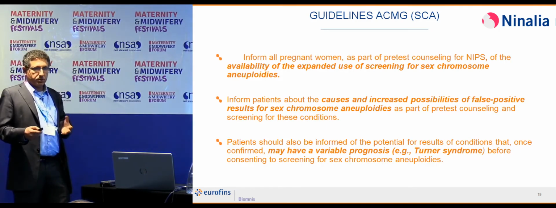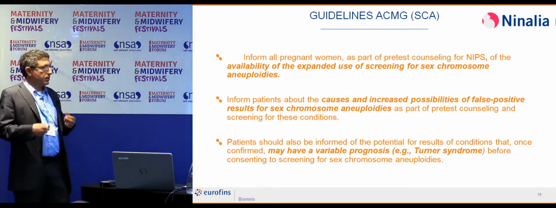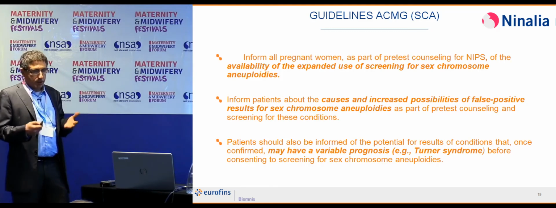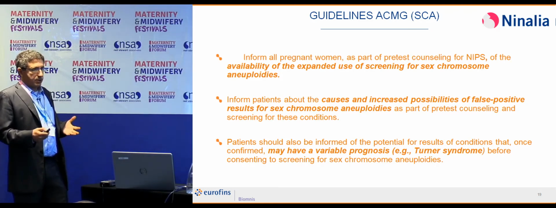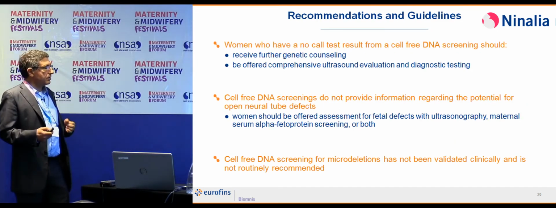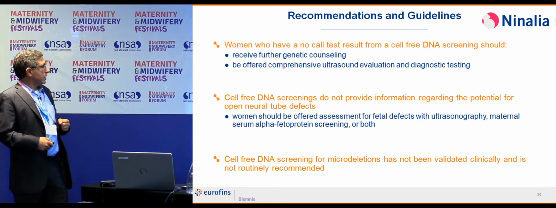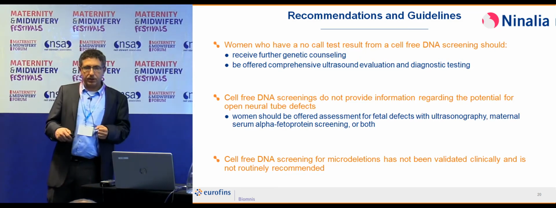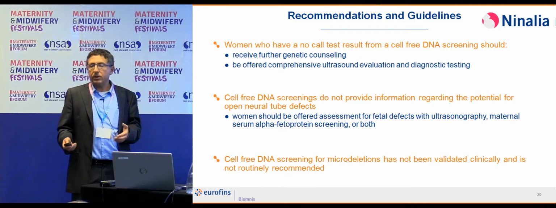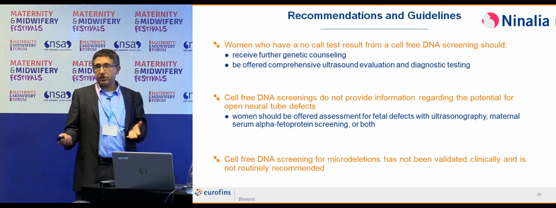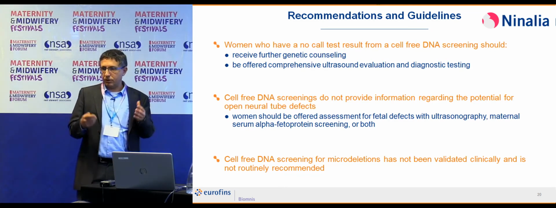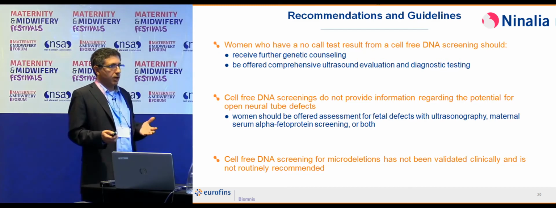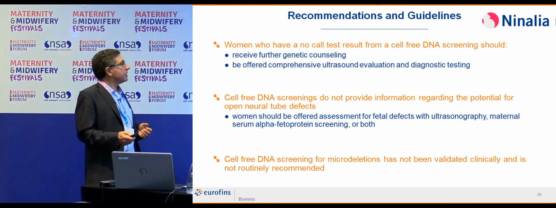In maternal serum screening in the second trimester, you can screen for open neural tube defects. It's not made by cfDNA. cfDNA is only for anomalies in genes. And cell-free DNA screening for microdeletions was not yet validated clinically. Natera proposes it, and it's quite good for DiGeorge syndrome, but for the others, there's too low a positive predictive value.